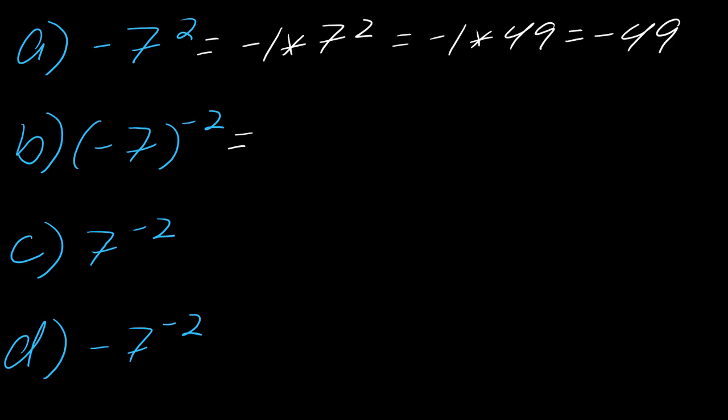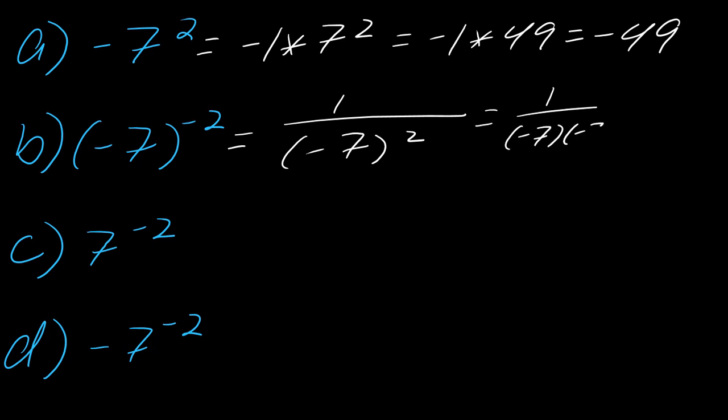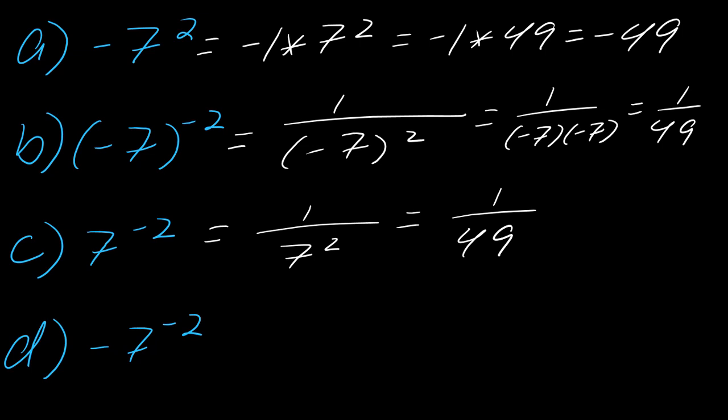B, now I have a negative exponent, so now I've got 1 over negative 7 squared, and then I know that that's going to be 1 over negative 7 times negative 7. So this is 1 over positive 49 because a negative times a negative will cancel out. What about C? This becomes 1 over 7 squared. So that's just 1 over 49.